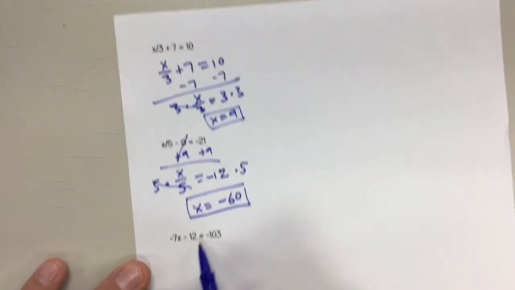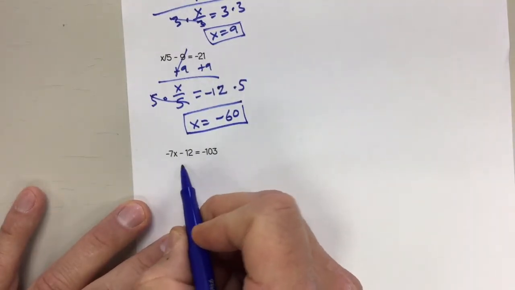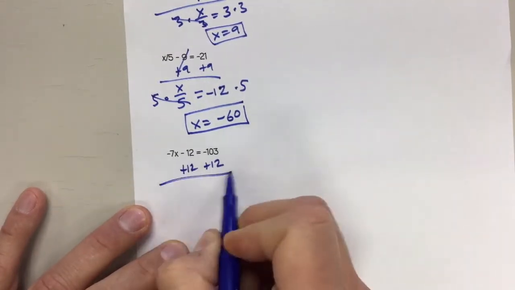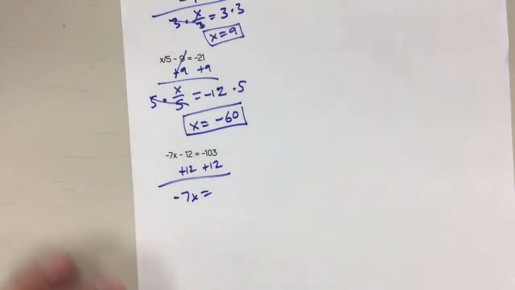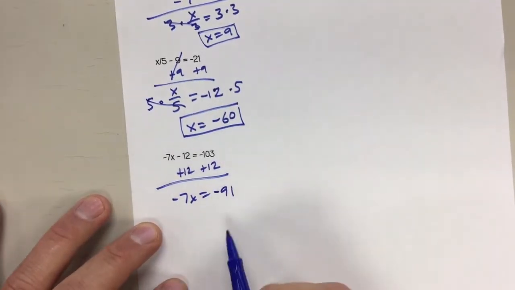The last example, just want to do one with tons of negative signs. But again, we get rid of addition or subtraction first. So I'm going to add 12 to both sides. And if you need to use a calculator to do some of these, that's totally fine. That would be negative 91.